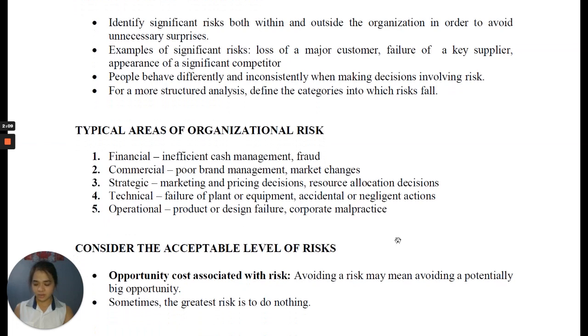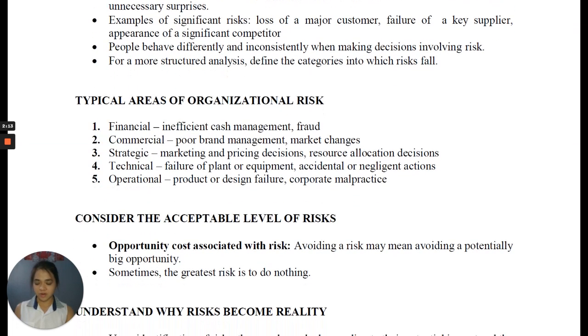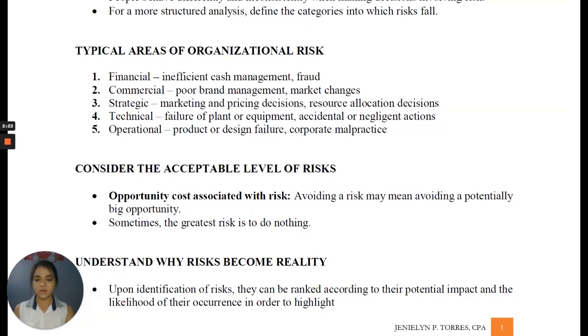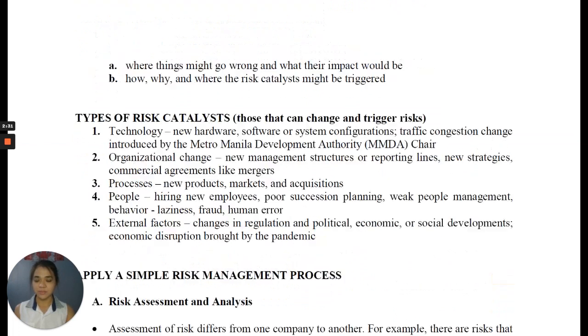Corporate malpractice. Next, consider the acceptable level of risk. Opportunity cost associated with risk. It is that avoiding a risk may mean avoiding a potentially big opportunity. So sometimes the greatest risk is to do nothing. When you say opportunity cost, it is the foregone benefit.